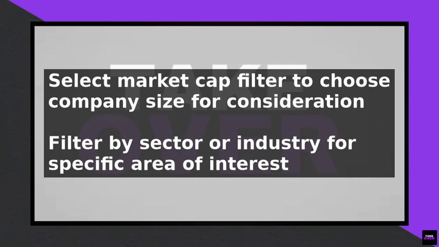Next, think about the financial performance of the stocks you want to consider. You can use filters such as price to earnings ratio, dividend yield, and return on equity to find stocks that meet your criteria. For example, if you are looking for stocks with a high dividend yield, you can set the dividend yield filter to show only stocks with a yield above a certain percentage.